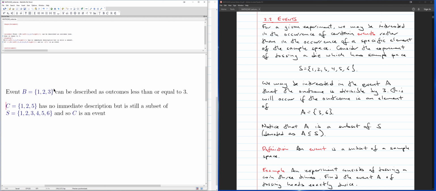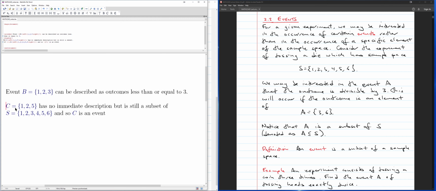Okay, so this here is a subset of my sample space, so this is an event. The event has a nice description, because you can describe it as all your outcomes that are less than or equal to 3. So this is an event that has a nice description. This is the event of obtaining a value less than or equal to 3 when you roll the die.